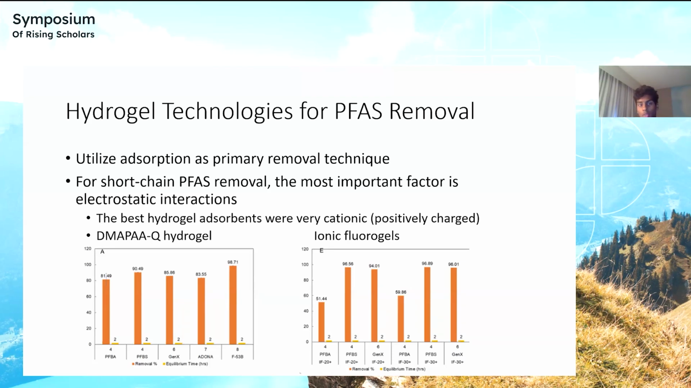For short chain PFAS removal, the most important factor would be the electrostatic interactions. And this is because they don't have many hydrophobic interactions, as they're more hydrophilic. Therefore, the best hydrogel adsorbents that were tested were very positively charged. There are some names that don't really matter, but the point is that these performed better because they were very positively charged, which attracted the negatively charged PFAS head more.